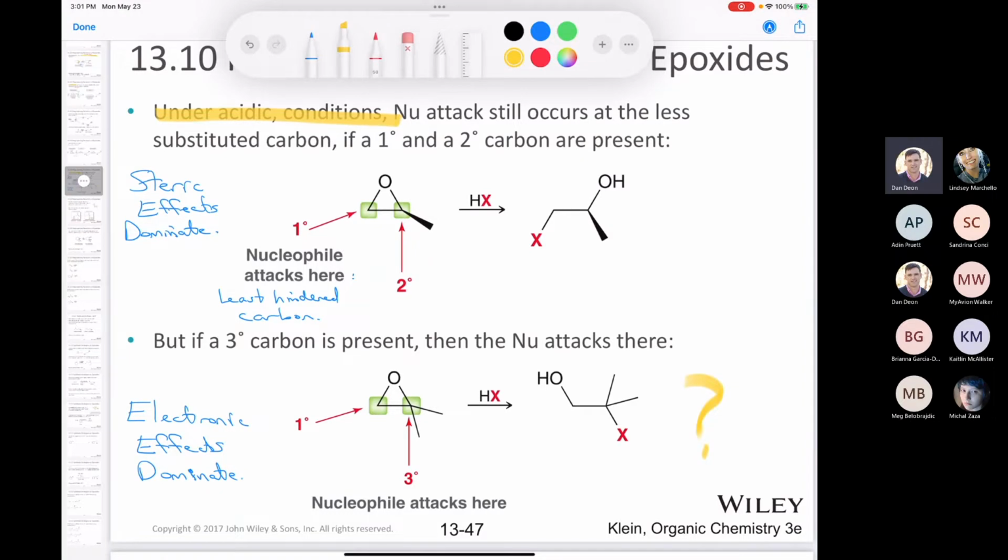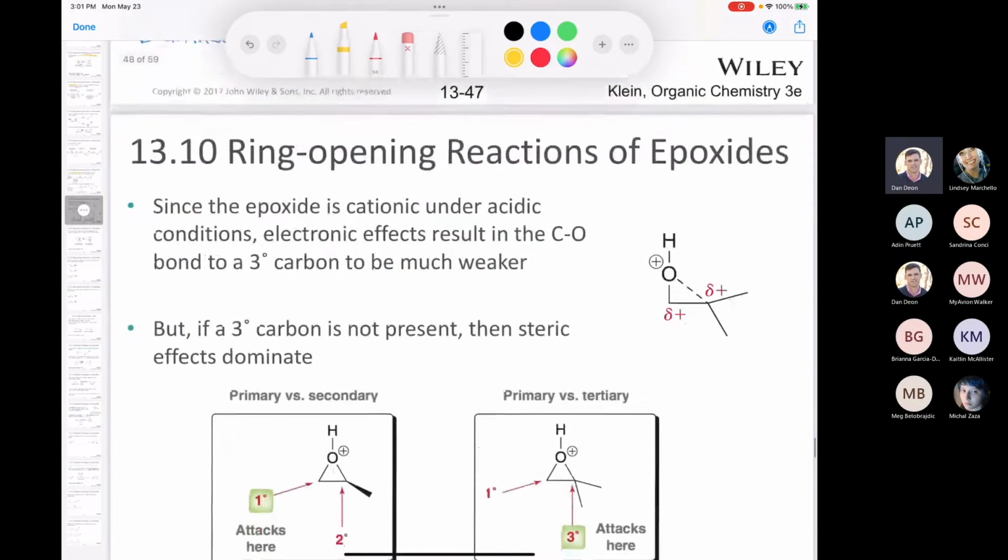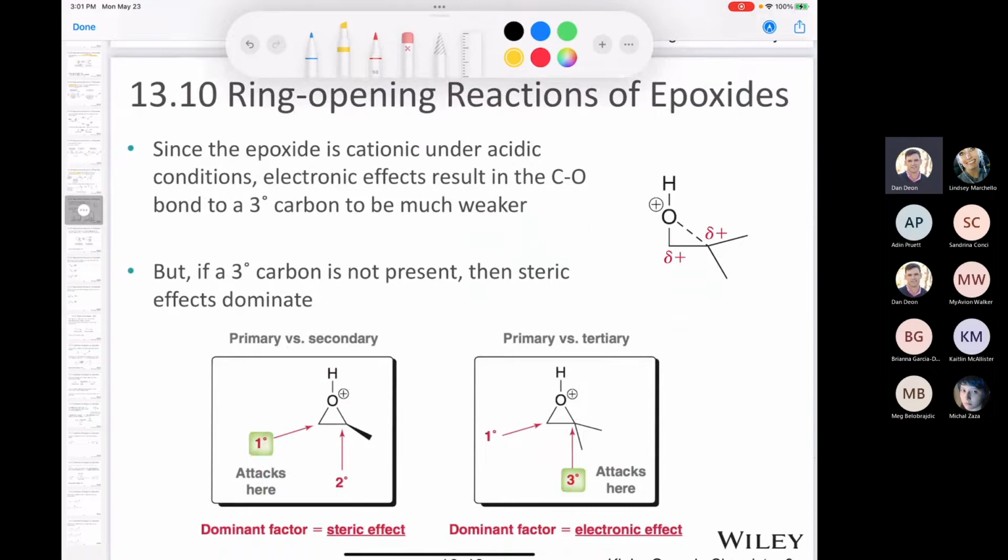Well, as you can imagine, there's a reason for it. And check this out. Here's the reason. It says since the epoxide is cationic under acidic conditions, right? When you protonate it, you have a positive charge on the oxygen. Remember that I told you that that positive charge sucks electron density away from both carbons in the ring? Well, if we think about the delta plus that can occur on either carbon, if you have a primary carbon and a tertiary carbon, which one of those is going to be more comfortable with a partial positive charge? The answer is the tertiary carbon is much more comfortable with that charge.